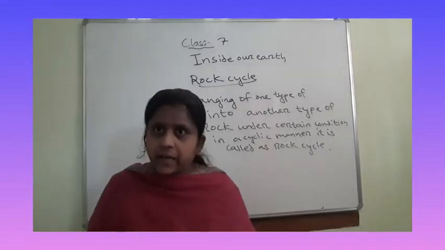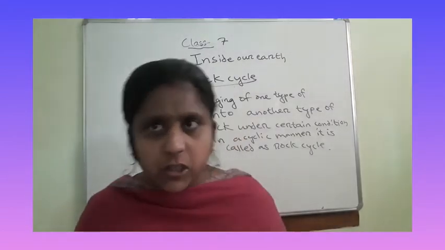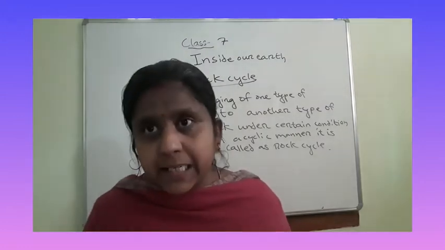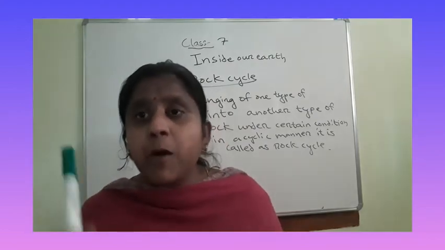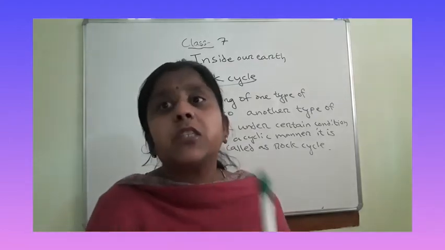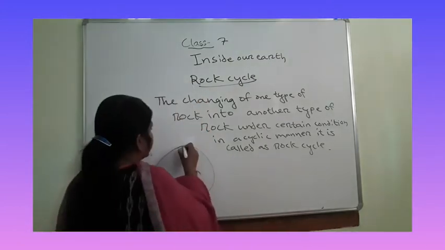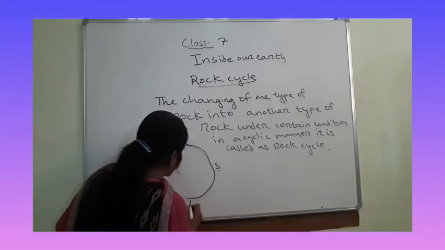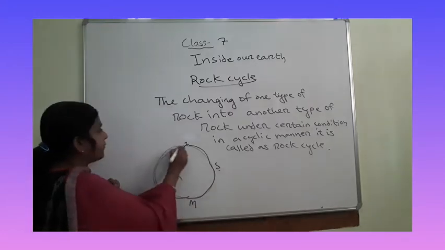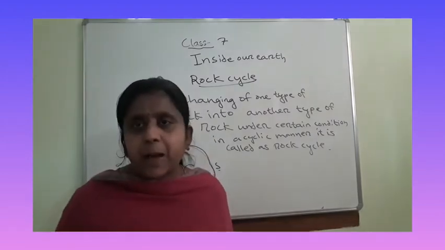We have learned that igneous rock changes into sedimentary rock, and sedimentary rock changes into metamorphic rock. But metamorphic rock also changes into igneous rock. Then only do we see the cycle. Igneous changes into sedimentary, sedimentary changes into metamorphic, but metamorphic should also change into igneous. Then only will the cycle be complete.